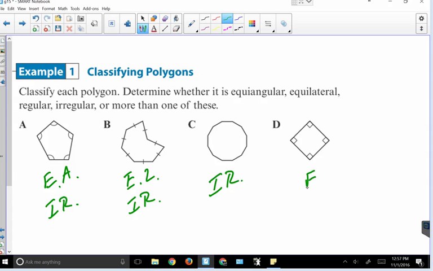Okay, so we got equiangular again. Irregular. Well, doesn't it look like a square? Isn't it a square? It looks like a square, but I don't have the sides identified, right? At best, I know it's a rectangle, but that's it. It could very well be one of those as well.